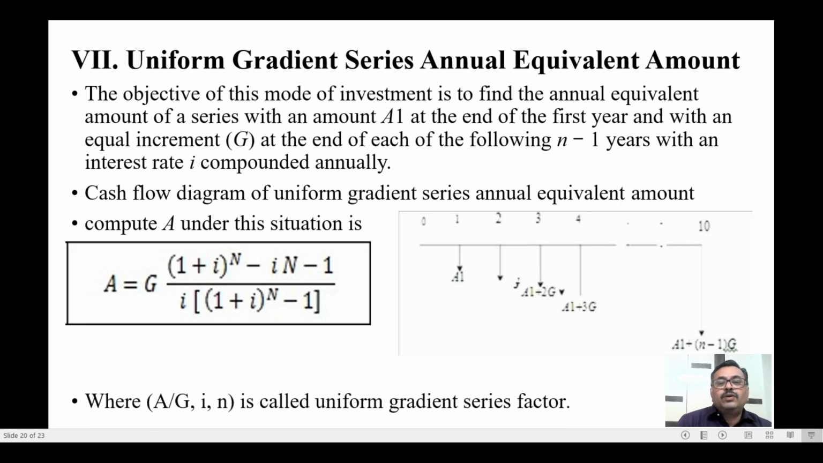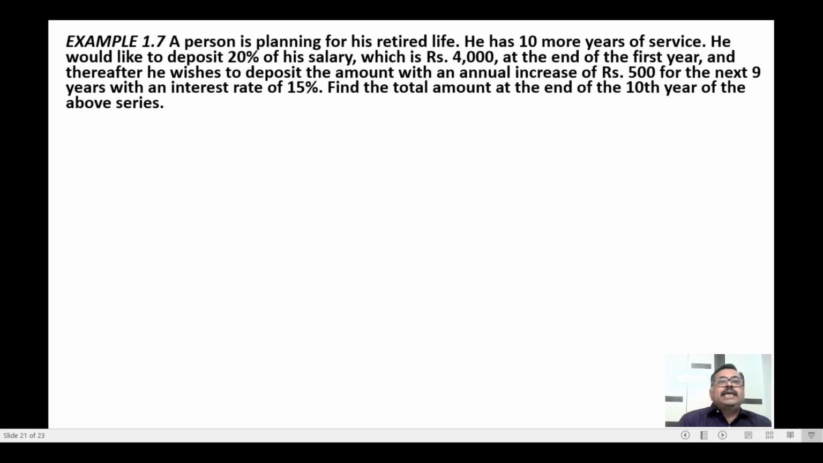But normally we are going to see the table, that is the A bar G comma I comma N table. We will be seeing the value and then we will be substituting that value to find the final amount. Let us take an example here.